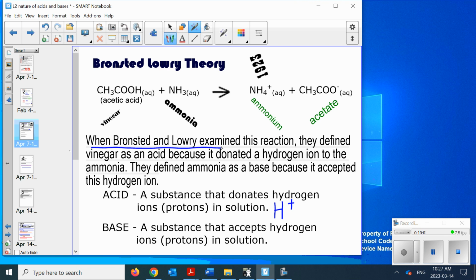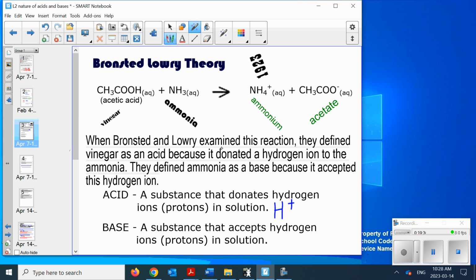When Brønsted and Lowry examined this reaction, they defined vinegar as an acid, because it donates a hydrogen ion to the ammonia. Now the hydrogen ion was already something we thought about with acids. It was an H plus in solution. But ammonia is a base. Why though? It doesn't have hydroxides in solution. Well, it's a base because it's a hydrogen ion acceptor.